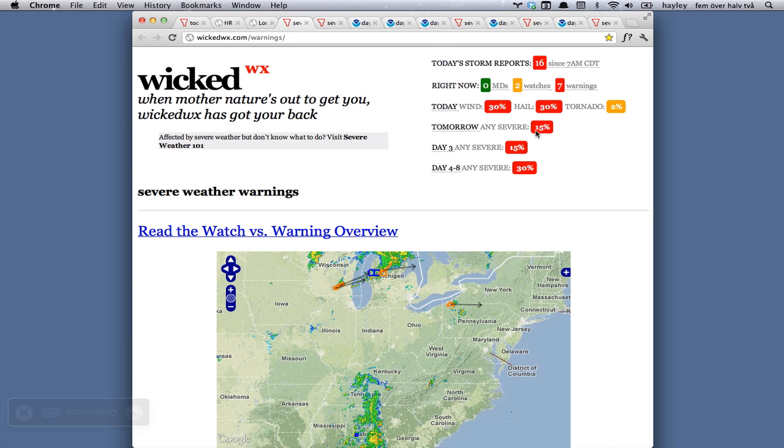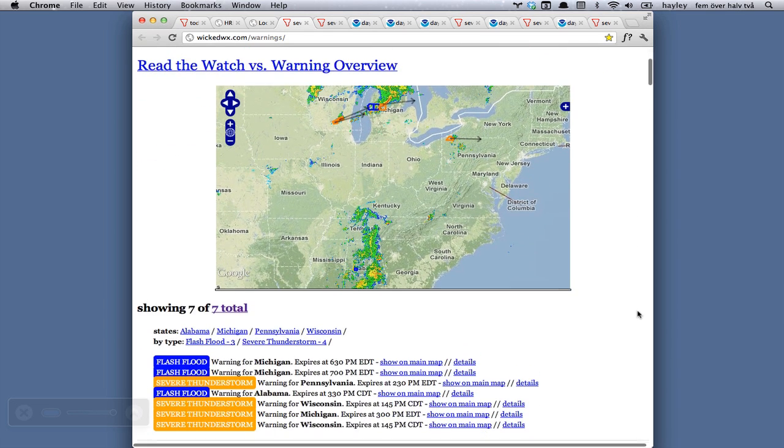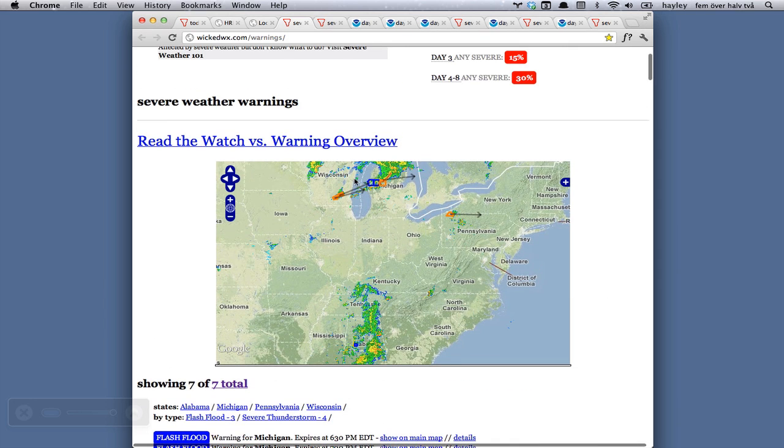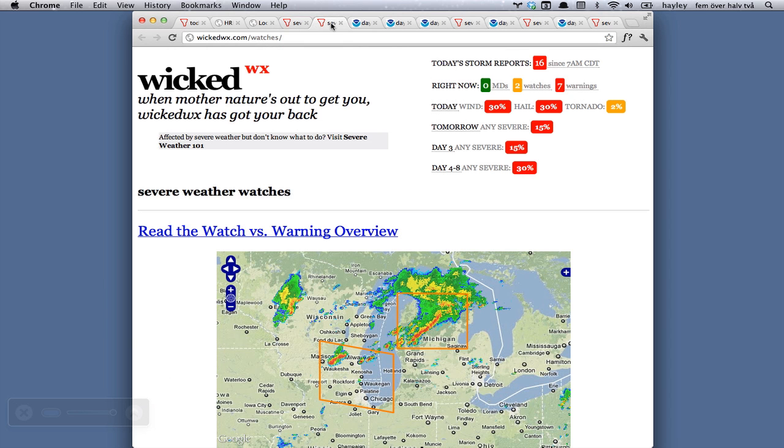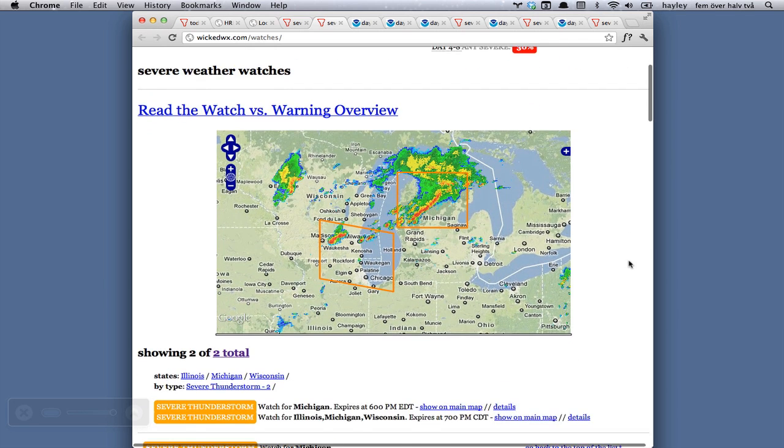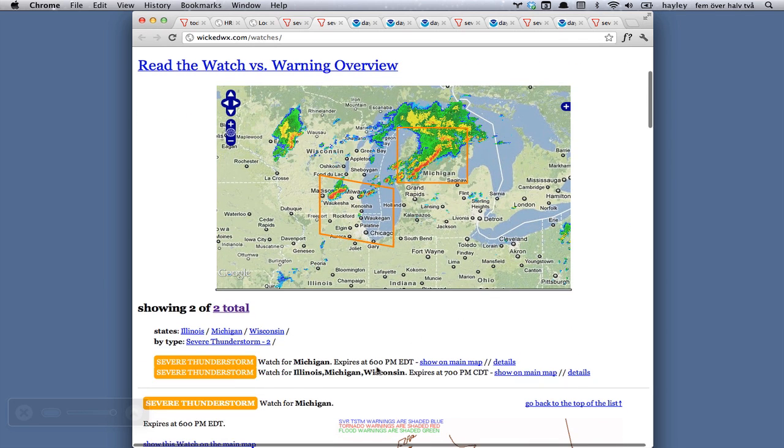Anyway, moving on. Here's what's happening right at the moment, or right at the moment as of when I loaded the page. So we've got severe thunderstorm warnings and flash flood warnings going on. Michigan and Alabama, the flash flood warnings. Pennsylvania, Wisconsin, and Michigan are the severe thunderstorm warnings. And that's that thing that supposedly is going to turn into one of those big QLCS thingamajiggies. That is the appropriate scientific term. There's also a couple of severe thunderstorm watches in effect. Michigan, Illinois, and Wisconsin are affected by the different things here.